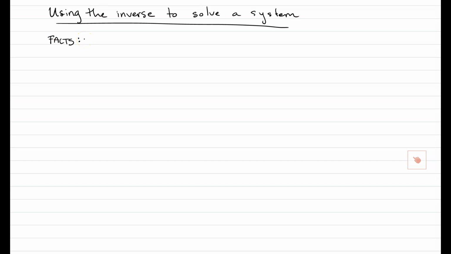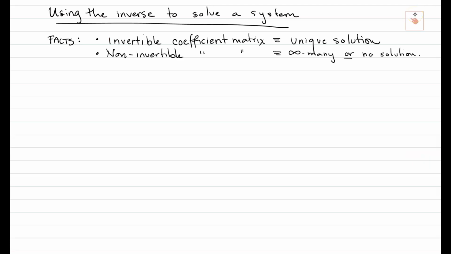First, if the matrix that we're working with, the coefficient matrix A, is invertible, then that means that there exists a unique solution. So if you're able to find the inverse of a matrix, you're going to have a unique solution. If it's not invertible, then either there is no solution or there are infinitely many solutions. Let's do an example to see how this works.